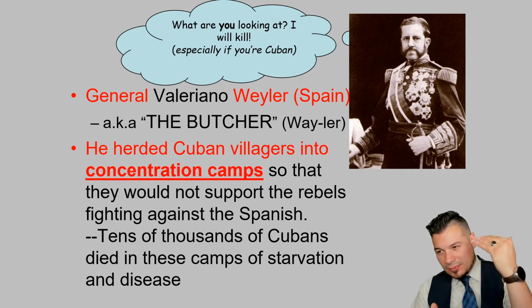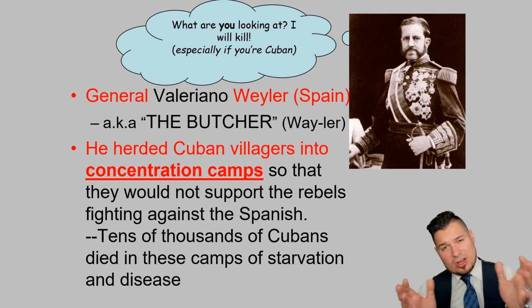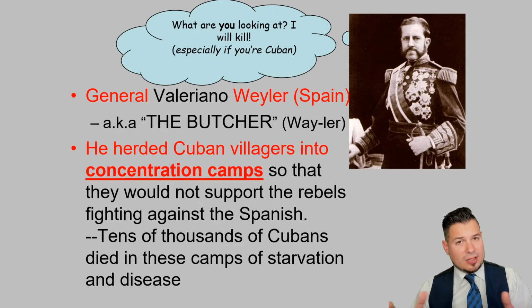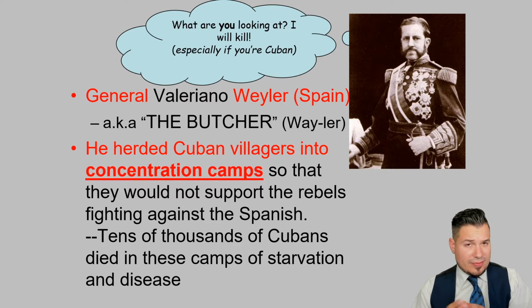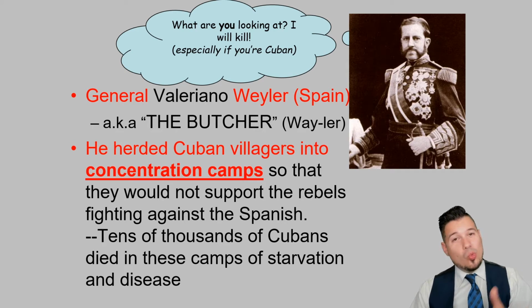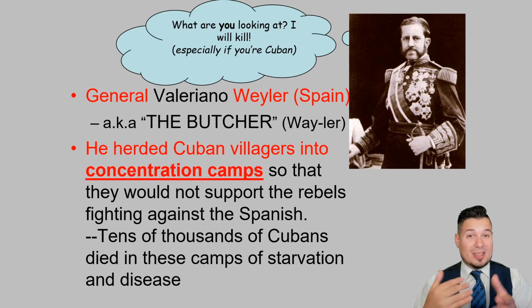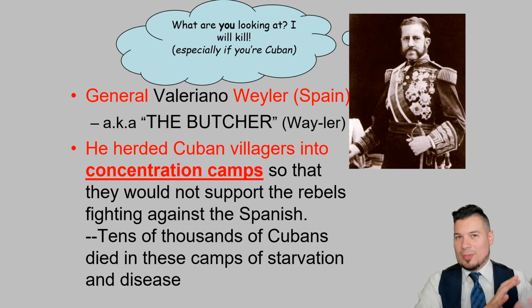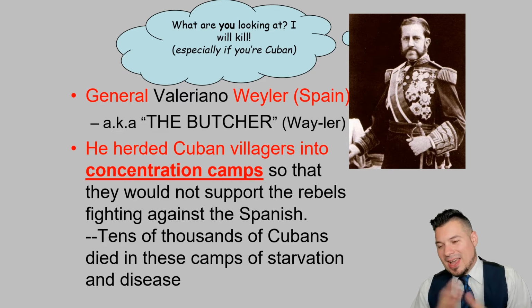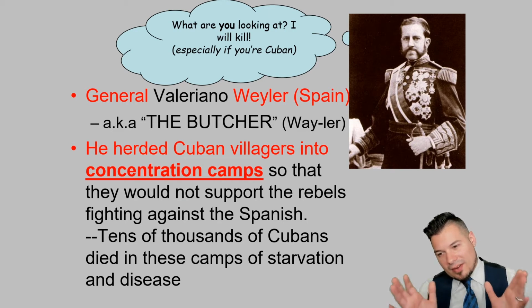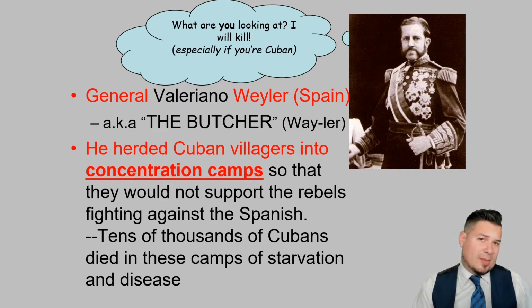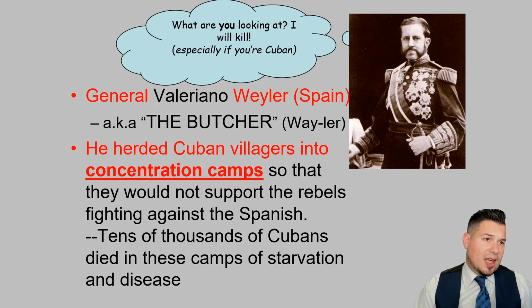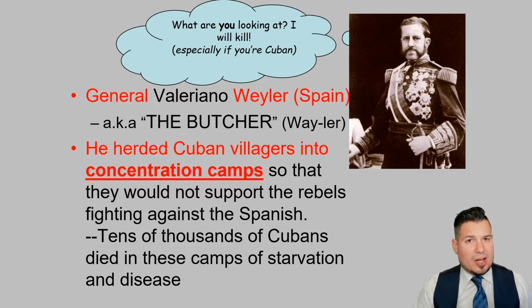General Weyler herds Cuban villagers into concentration camps, basically so they wouldn't support the rebels. These are villagers. These are civilians. These are people who don't have any connections with the rebellion, but they're still being herded up because Spain didn't want them to get attracted to the rebellion and become part of it. Again, as crazy as it sounds, tens of thousands of Cubans die in these camps of starvation and disease, and this becomes a huge issue. This is very, very horrible.